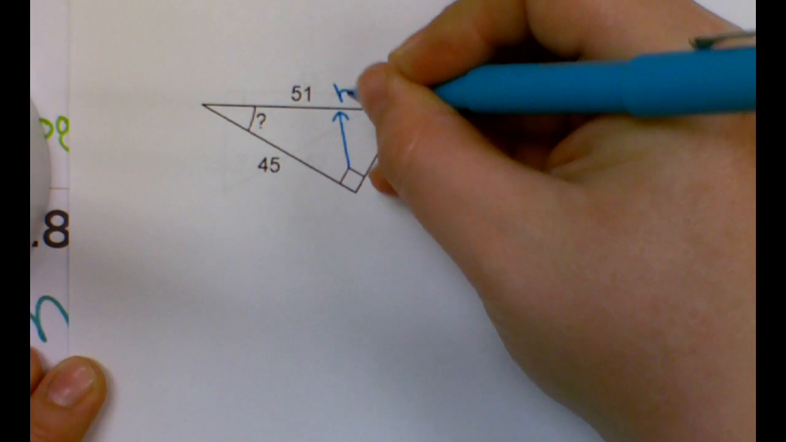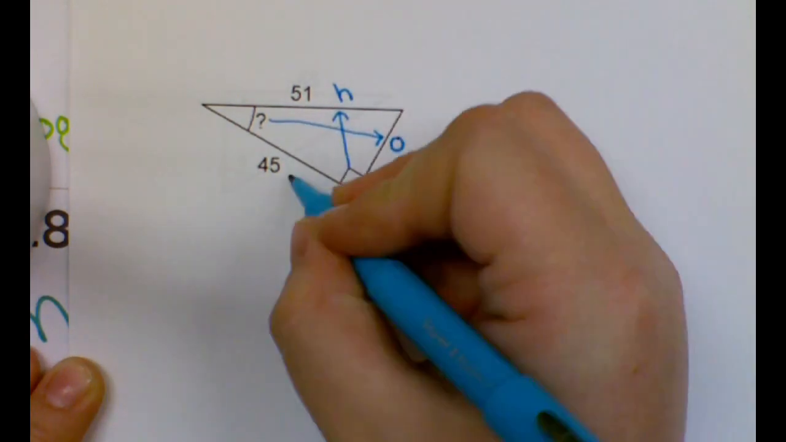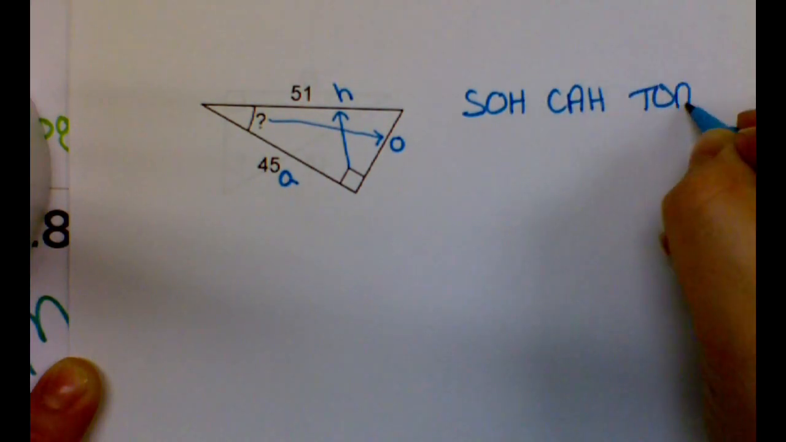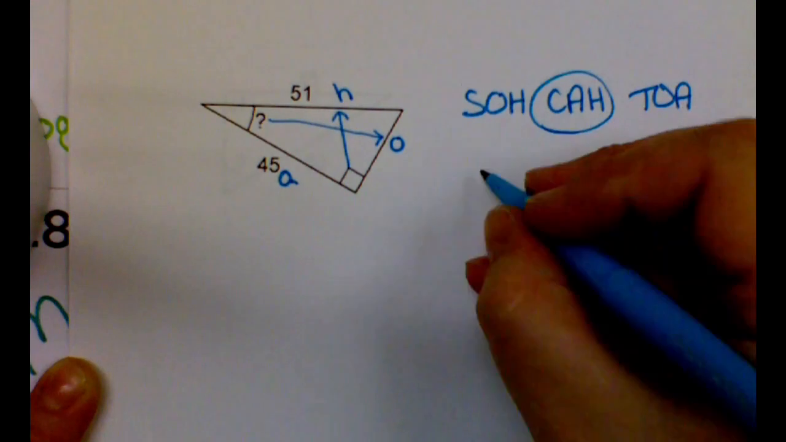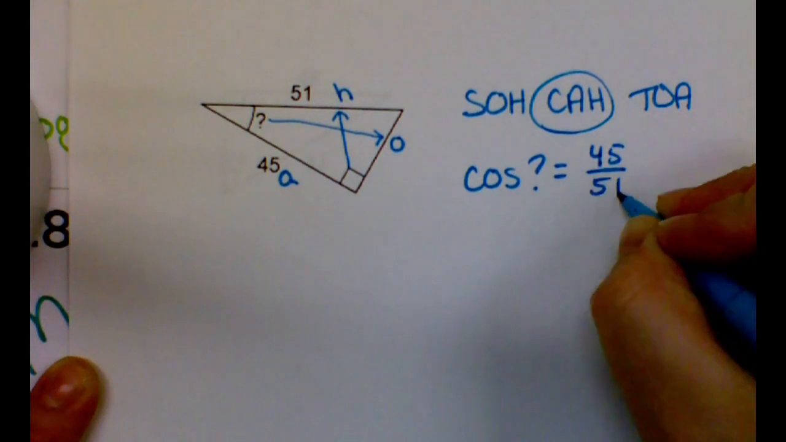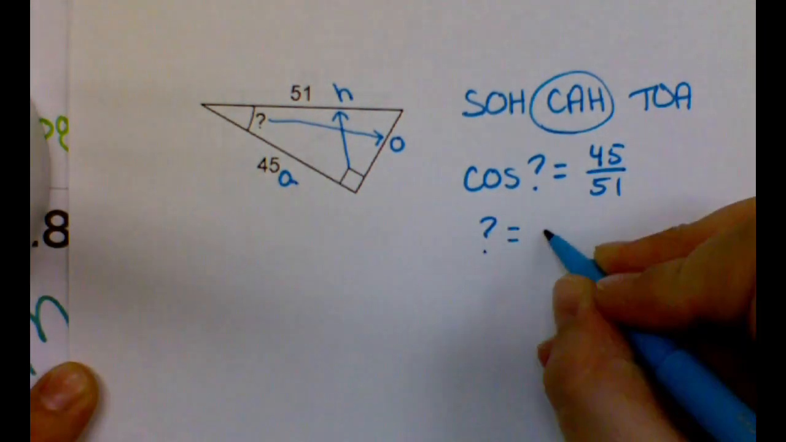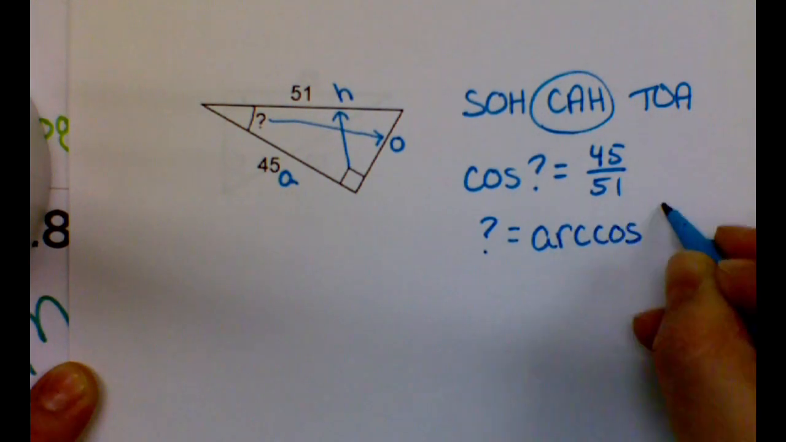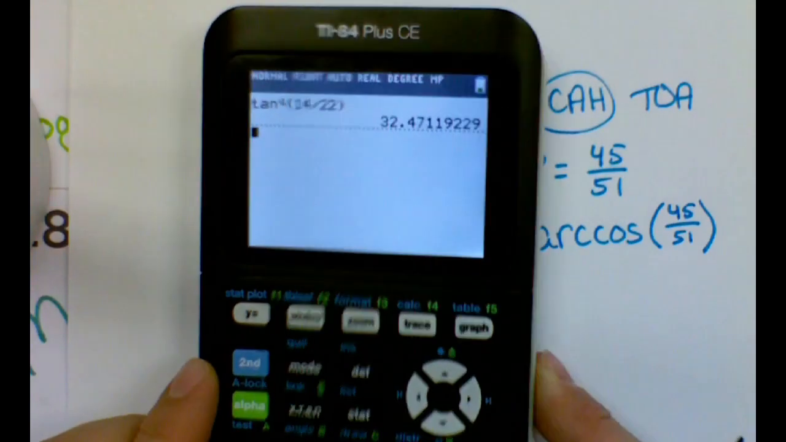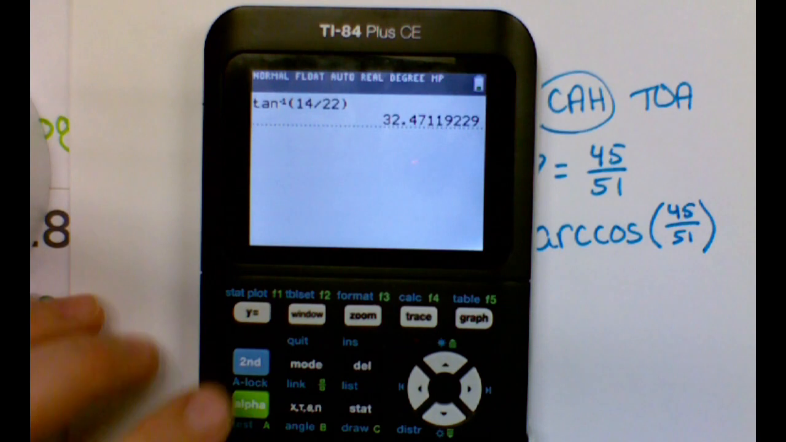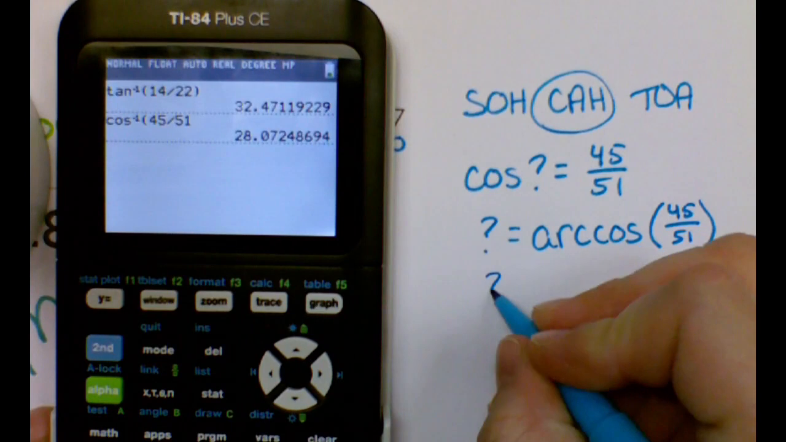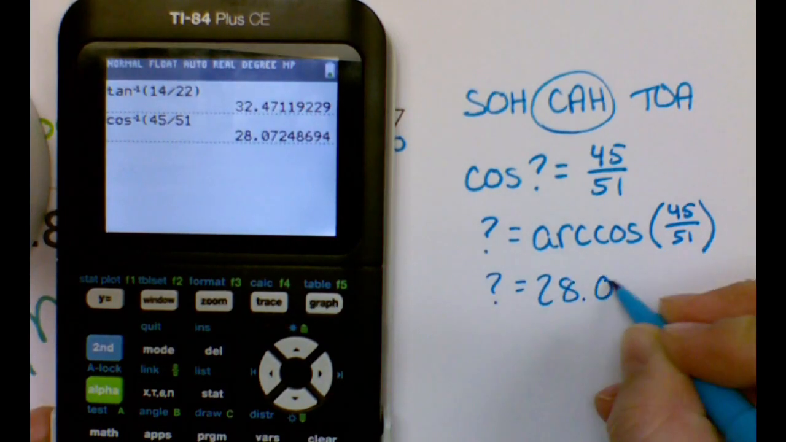I have my hypotenuse, opposite, and adjacent. If I look at SOHCAHTOA, I have labels by A and H, which is cosine. Cosine of my angle equals 45 over 51. To undo cosine, we use inverse cosine, or you could call it the arc cosine of 45 over 51. Same exact thing. To type it in our calculator, though, we don't have a button that says arc cosine. We just have inverse cosine, 45 over 51. My angle is about 28.072 degrees.